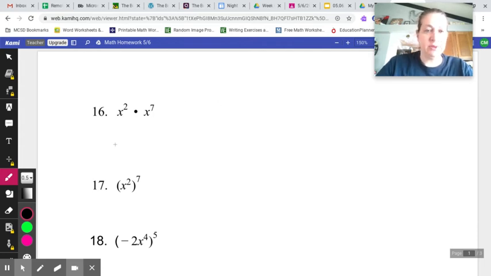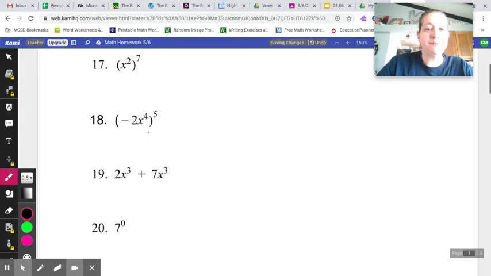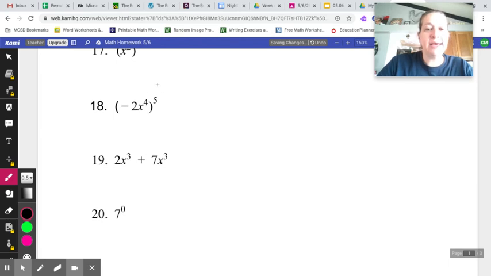I'm going to do the even ones today. Okay, so remember when we are multiplying exponents, we just add them. So 2 plus 7 is 9. Okay, number 18. Remember, this is raised to the fifth power. So we're going to negative 2 to the fifth is negative 32.